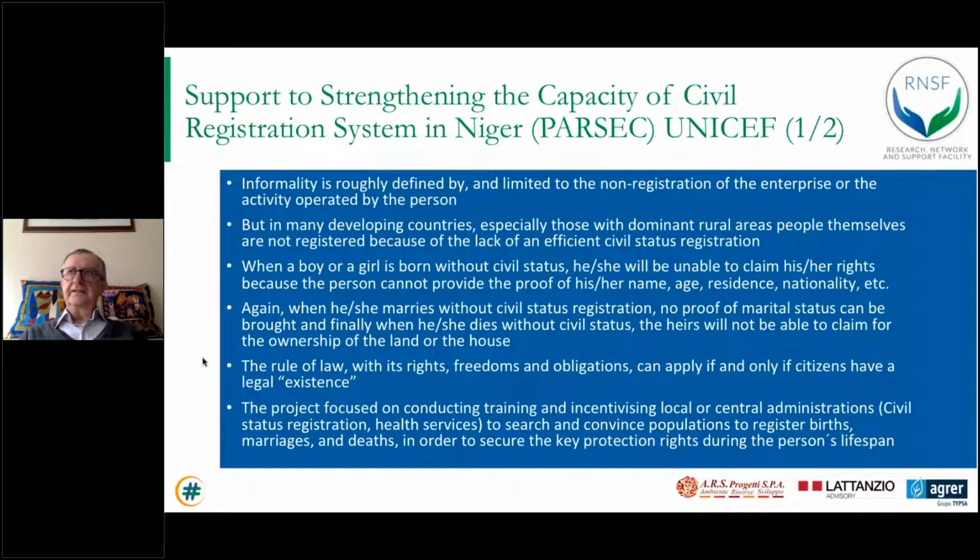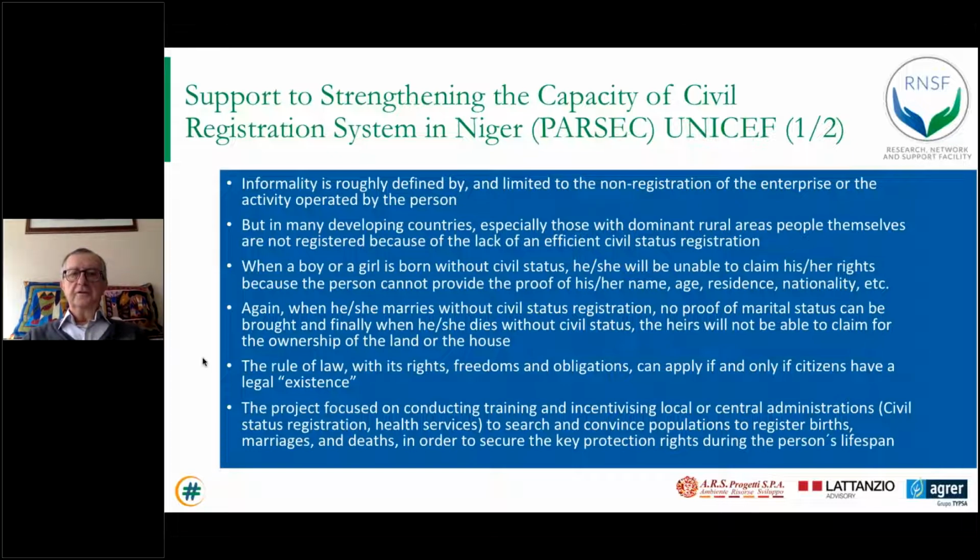Another type of good practice that is extracted from an EU-funded project, but this time not directly related to the informal economy, is the support to the civil registration system in Niger by UNICEF with the funding of the EU. As you know, informality is roughly defined by and limited to the non-registration of the enterprise or the activity operated by the person. But in many developing countries, especially in sub-Saharan Africa, especially the countries where rural population are dominant, these populations are not registered because of the lack of an efficient civil status registration.